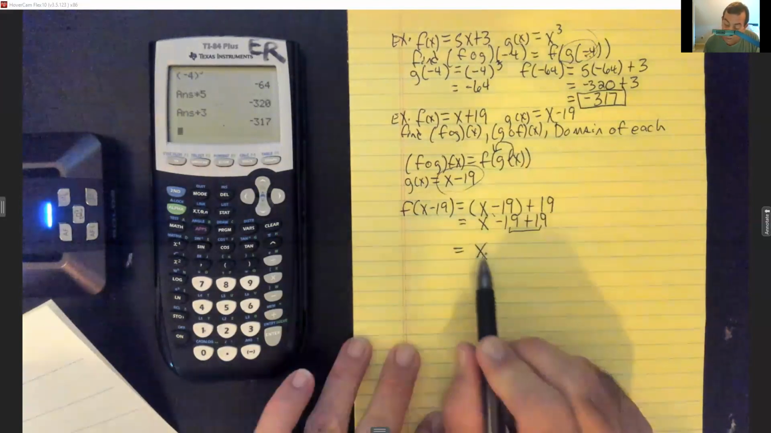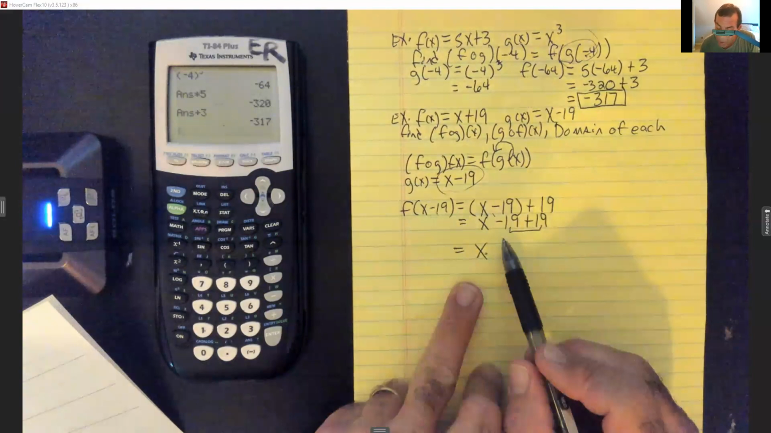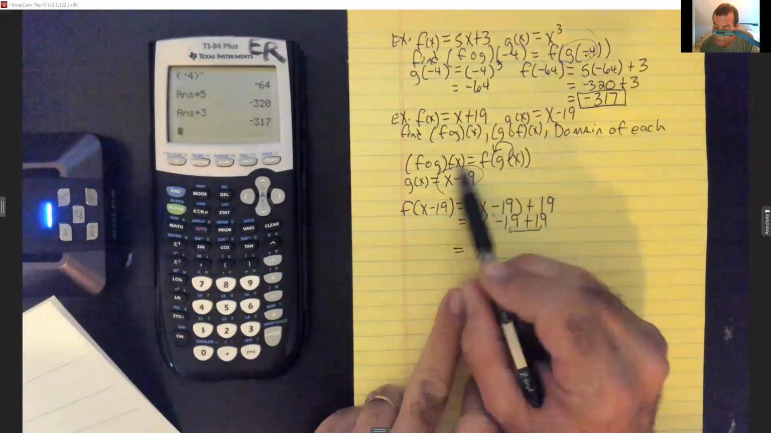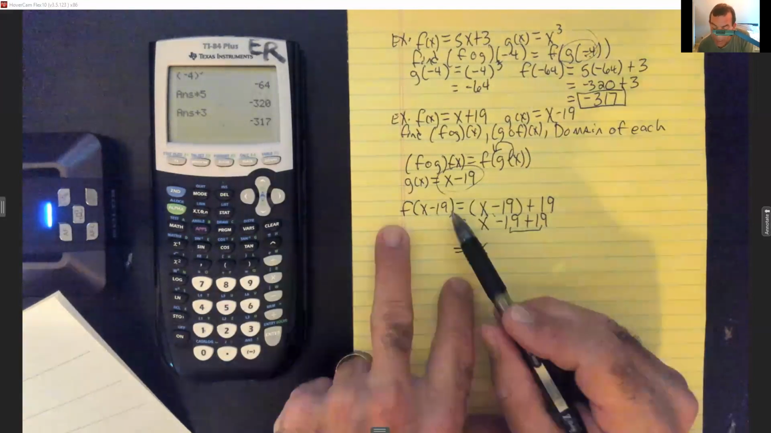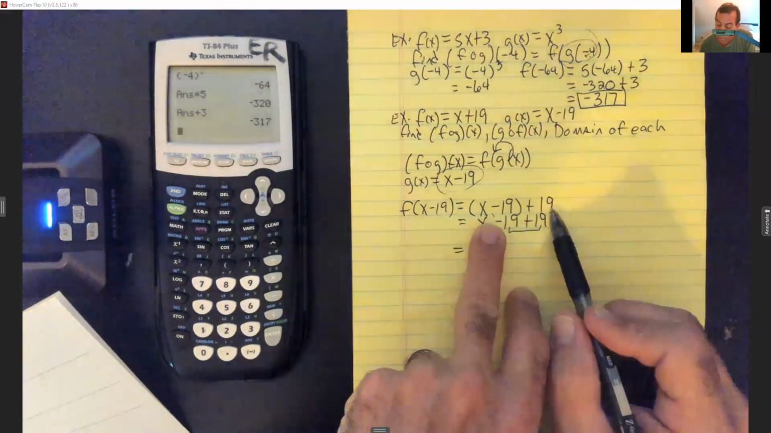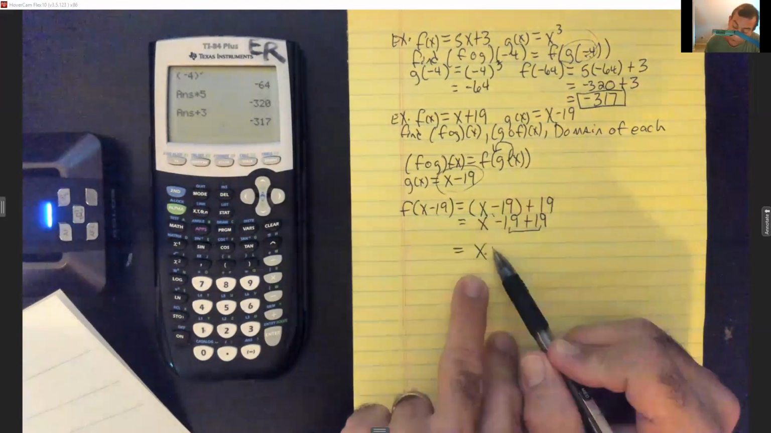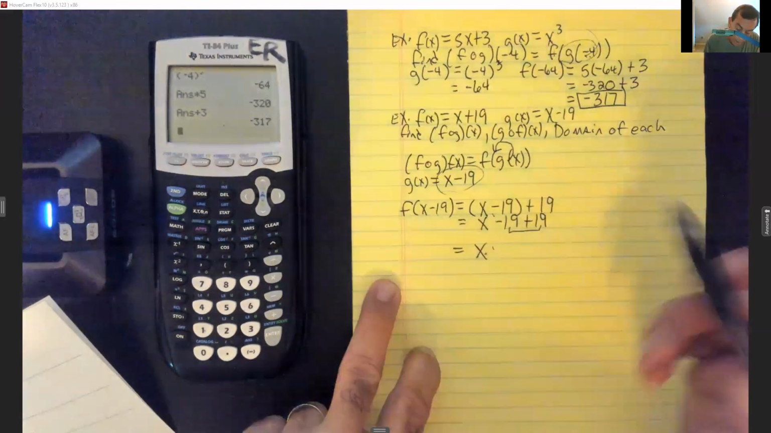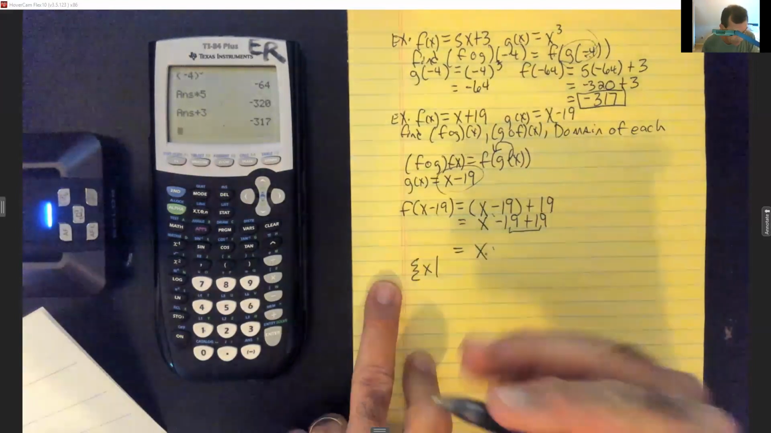So the domain on this, you would look at each of these functions. So first, I would look at g of x. There's no fractions, so I don't have to worry about any numbers making this undefined, so I'm good. Then I look at what happens when I put that into my f. Well, no fractions when I work that. So since there were no fractions, there's nothing to worry about. So my domain would be x such that x is a real number.